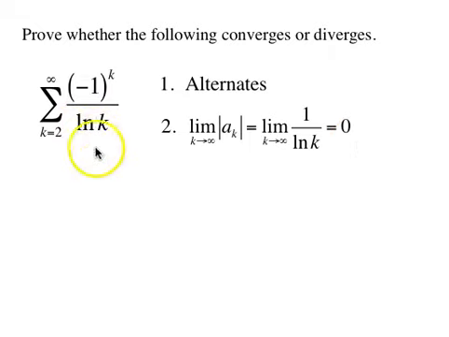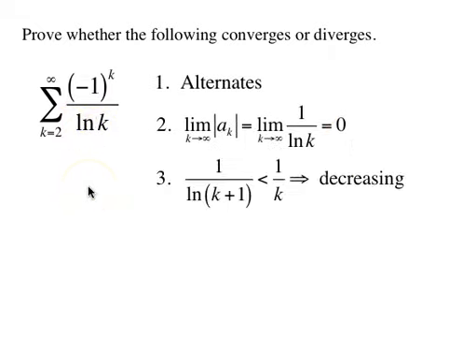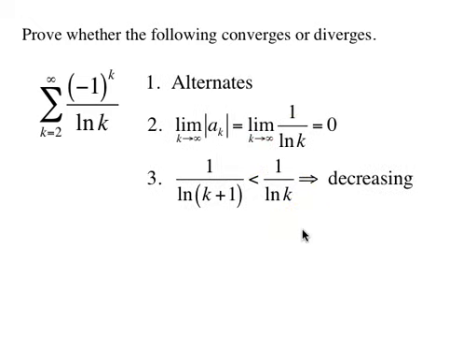And our third condition is, do the absolute values decrease? Well, we'll say 1 over log k plus 1 is less than 1 over k. No, it's not. I have to fix that. So a sub k plus 1 is 1 over log of k plus 1. A sub k is 1 over log k. K plus 1 is bigger than k. Natural log of k plus 1 is bigger than natural log k. So 1 over natural log of k plus 1 is less than 1 over natural log k. So indeed, this is a decreasing situation.